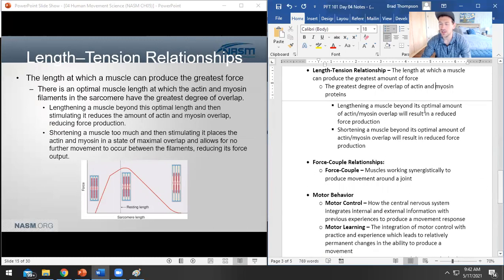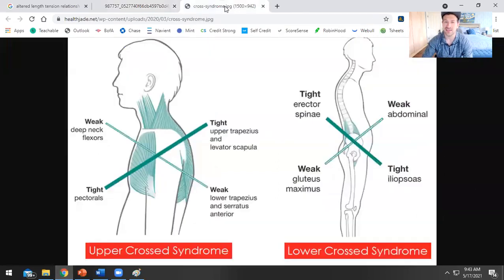So if a muscle is over lengthened, it can't generate force, not very well, at least. And if a muscle's over shortened, it also can't generate force very well. And we'll look at why. Let's take a look at this in just a second. But a length tension relationship is the resting length of a muscle and the length at which a muscle can produce the greatest amount of force. So here's why that is the case.